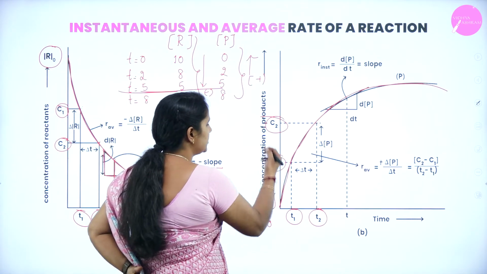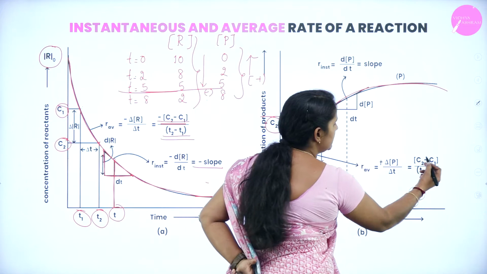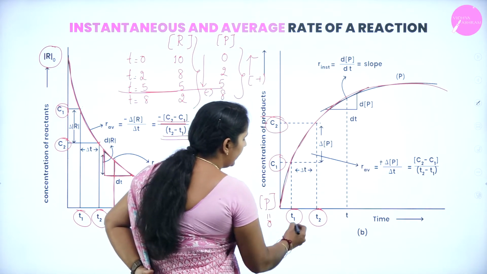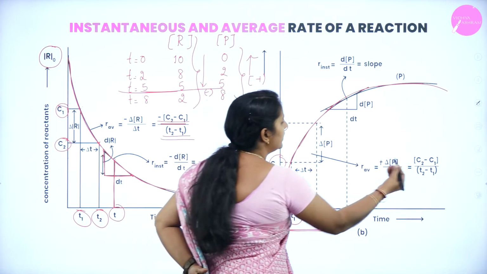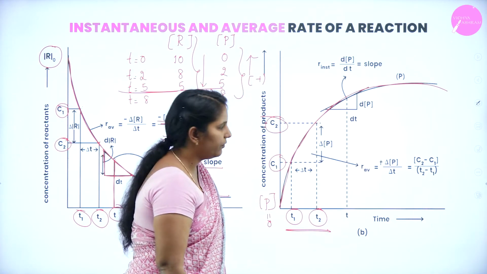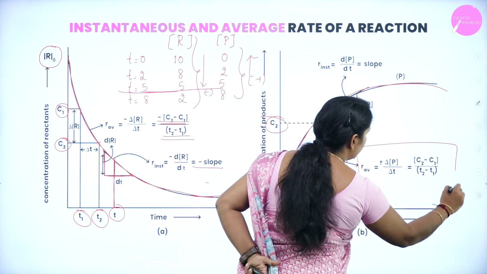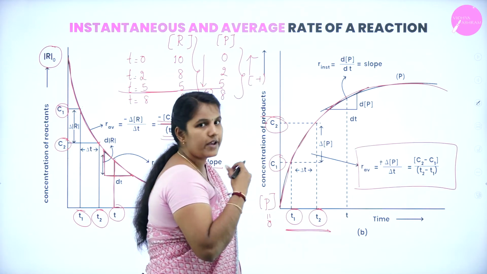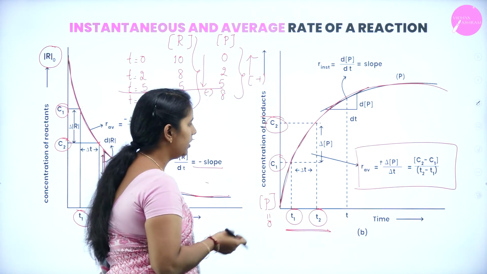So, it has change in concentration. It is obtained by C2 minus C1 divided by change in time, that is obtained by T2 minus T1. This is only for product in terms of average rate of the reaction.